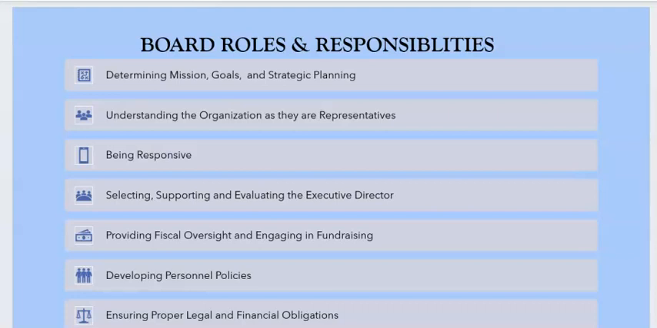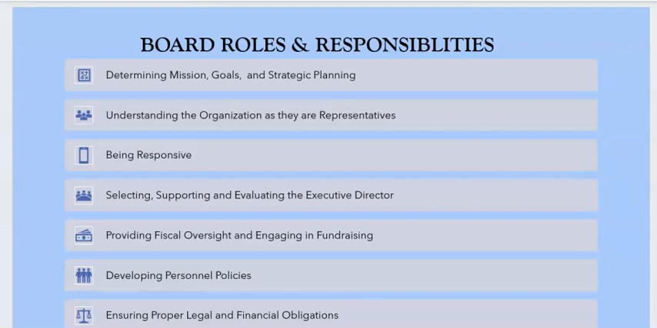The board supervises the executive director, provides fiscal oversight and engages in fundraising, develops personnel policies, and the board might be in the chain of command for appeals for decisions of firing, for example. That sometimes is written into the personnel policy, or they may be a place of appeal in terms of whistleblower policies or other policies in the organization. A member of the board, the chair, or a committee chairperson might be in that chain for appeals.